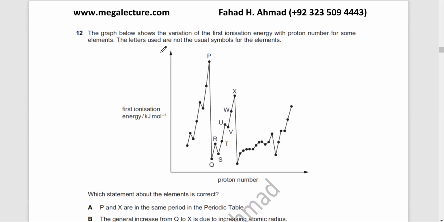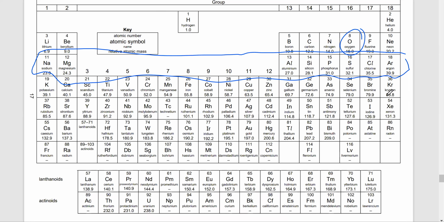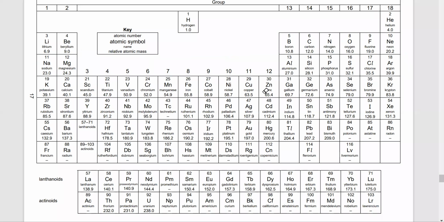Now this one, the graph below shows the variation of the first ionization energy with proton number for some elements. So it's the same graph. You move across the period, then the next period comes. And I told you, these are your transition metals. First period, no transition metal. Second period, no transition metal. The fourth period, there you get these 10 transition metals in between. Okay, let me rub this off. So the third, fourth period, you get transition metals.